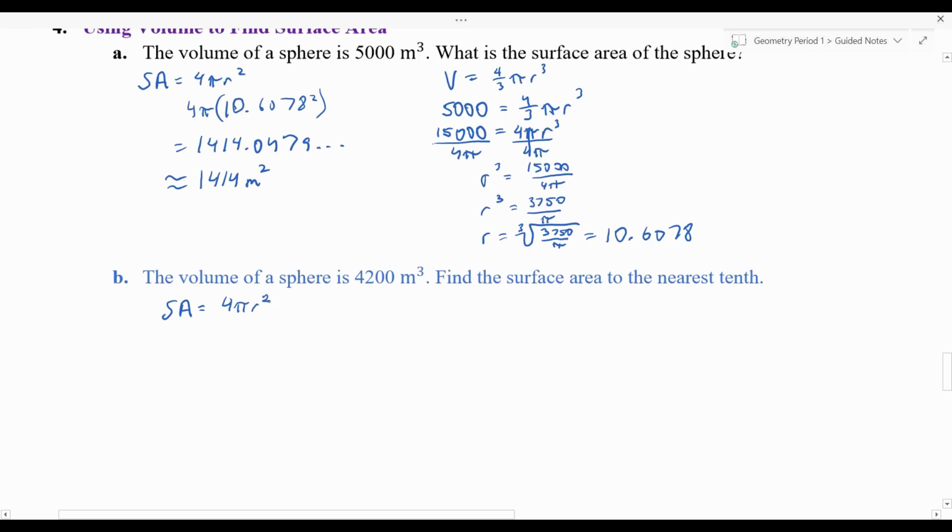Okay, now again, we do not have a radius. All they gave us is the volume. So we know that volume is 4,200, and the formula for volume is going to be 4/3 pi r cubed, right? Again, I go ahead and multiply everybody here by 3, and when I multiply everything here by 3, I get this to be 12,600 equals 4 pi r cubed.